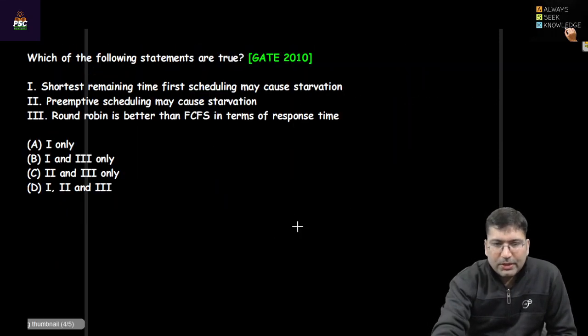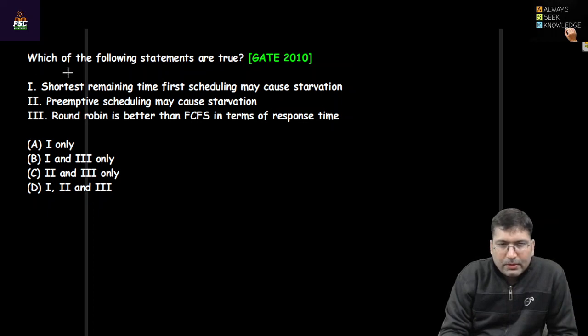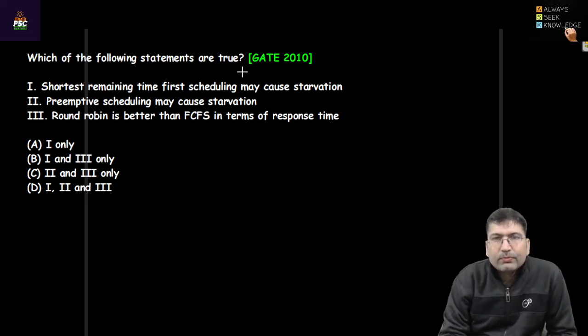Now let's move on to the next problem. Which of the following statements are true? It was asked in GATE 2010. So the very first statement: shortest remaining time first scheduling may cause starvation. Shortest remaining time scheduling can cause starvation.